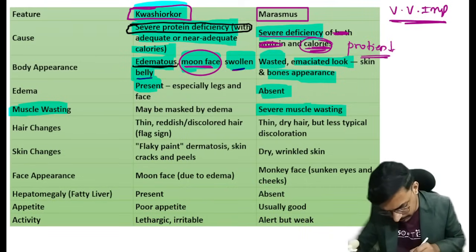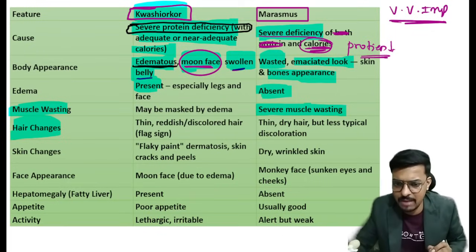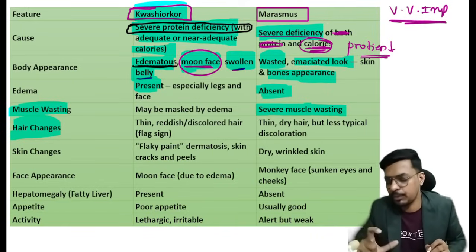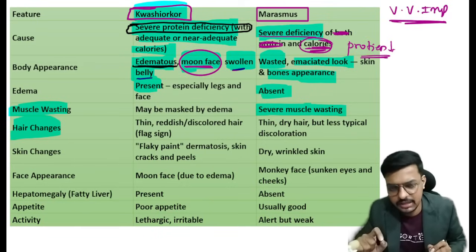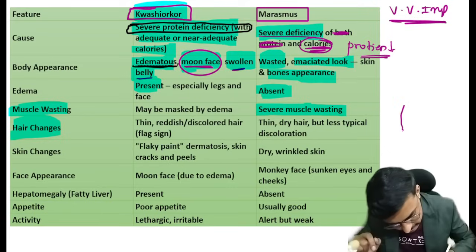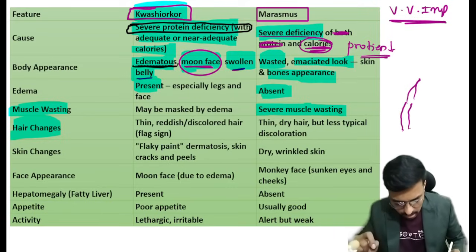Then the hair changes. Beta, the protein is a must for the black color of the hair, right? If your hair wants to be a clear and perfect black, protein is very much necessary. In kwashiorkor, the protein is deficient, so what happens? The hair color will change. It will be like a flag: this much one color and this much another color. This is what we call the flag sign.